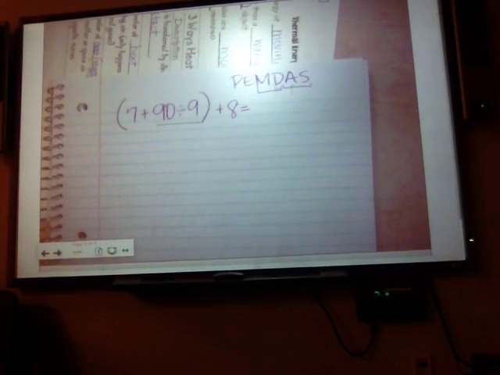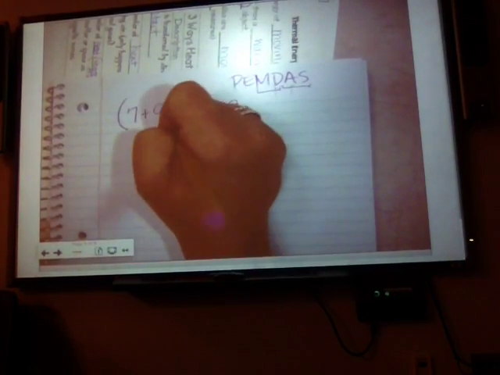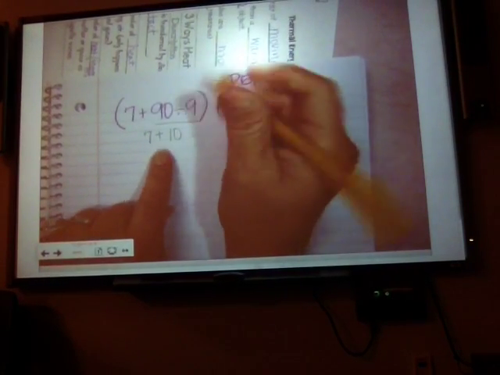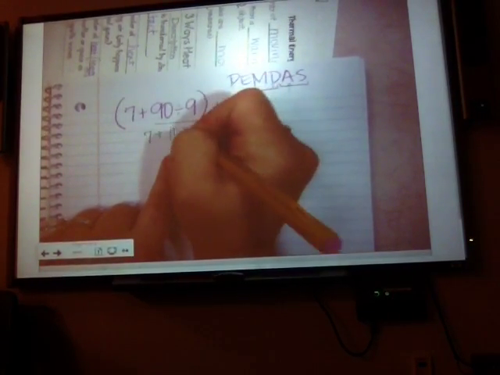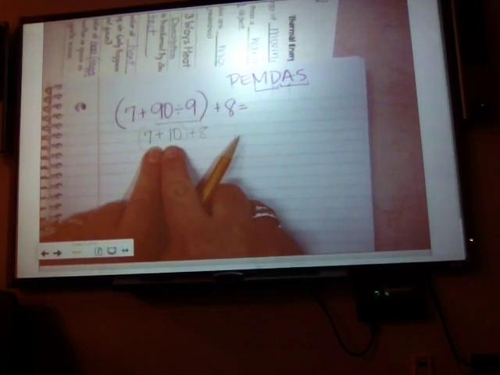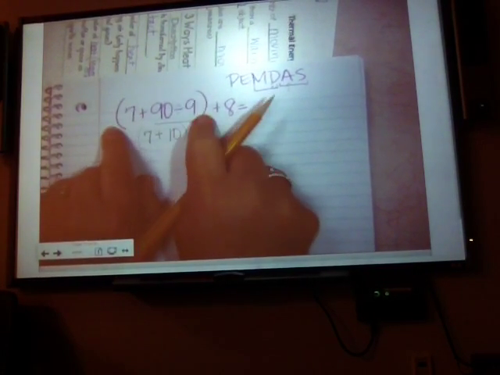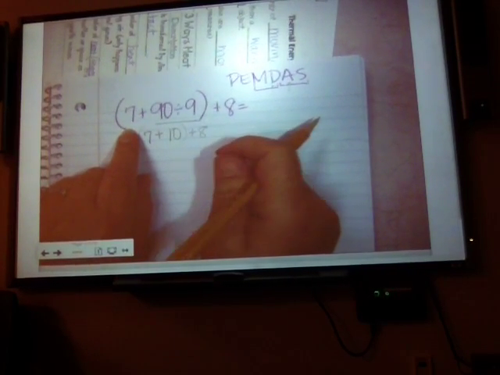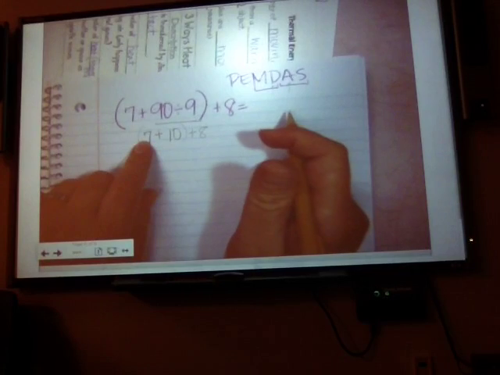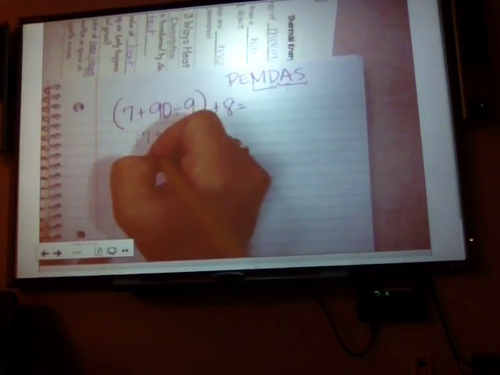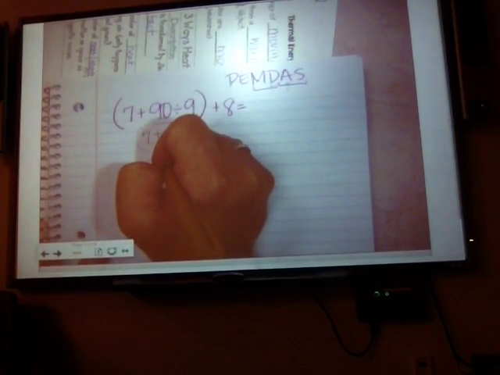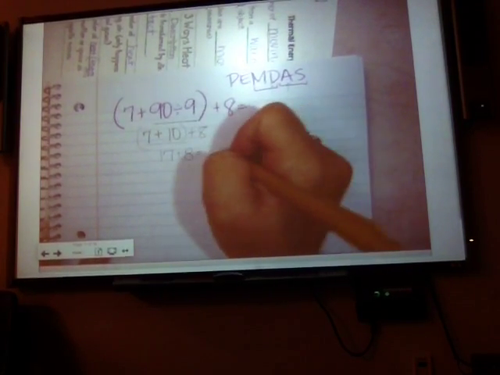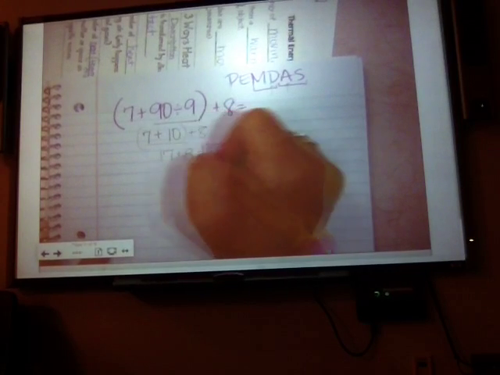What's 90 divided by 9? 10. I'm going to bring my plus 7 down, and I'm going to bring my 8 down. I still need to keep this in my parentheses because I have not been able to dissolve my parentheses yet. Okay? So now I do 7 plus 10, which is 17. Plus 8 is 25.